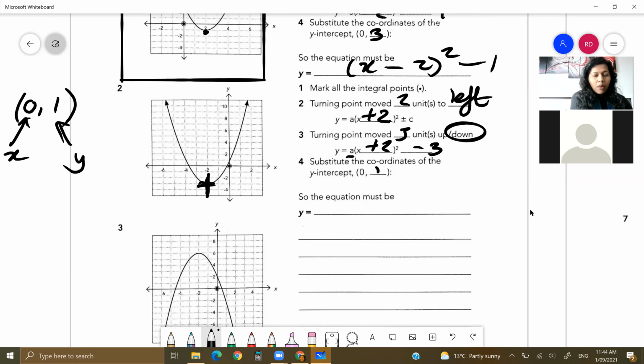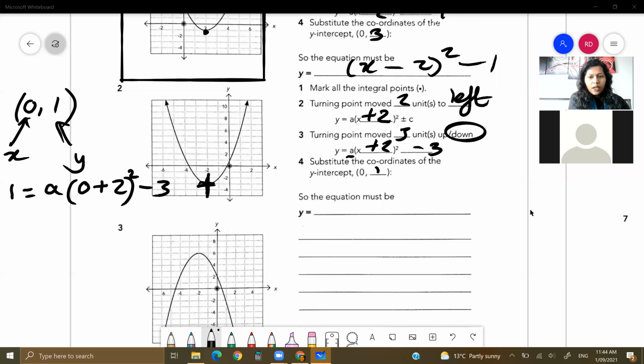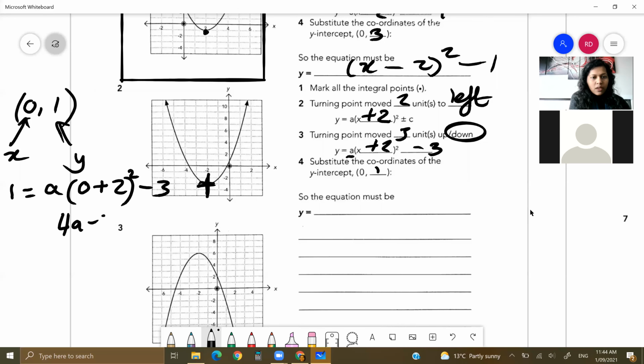My partial equation: 1, because it's y equal to, we don't know what a is, x is 0, plus 2 squared, minus 3. Now 2 squared is 4, so 4a minus 3 is equal to 1. So 4a is equal to 1 plus 3, which is 4. A is equal to 4 divided by 4, which is 1.